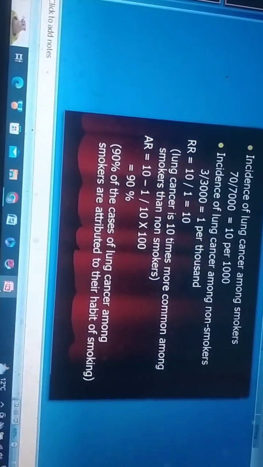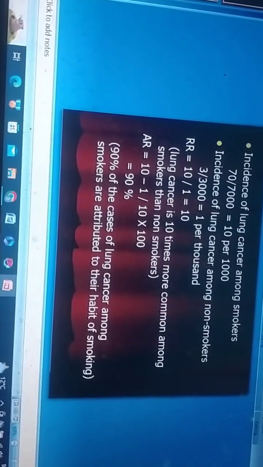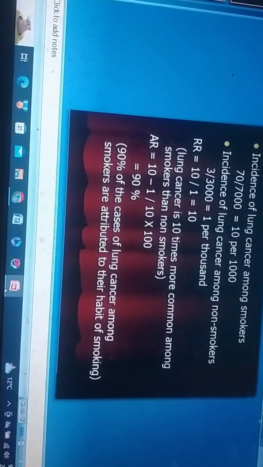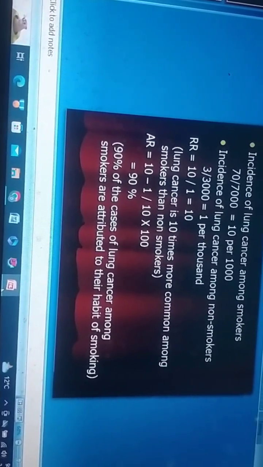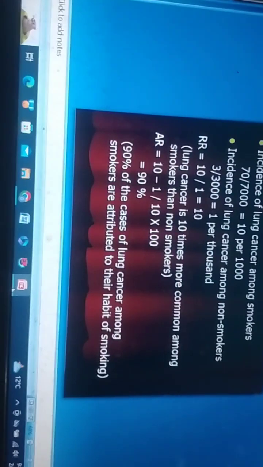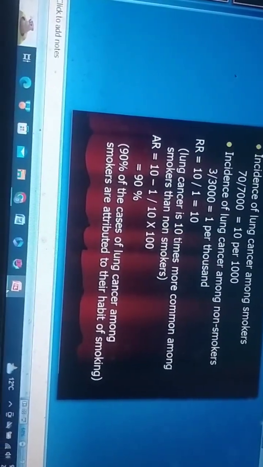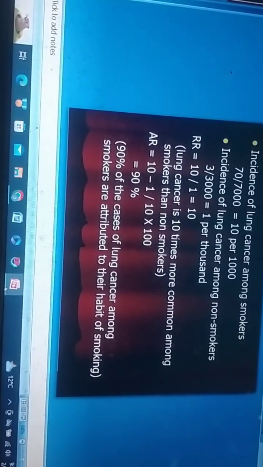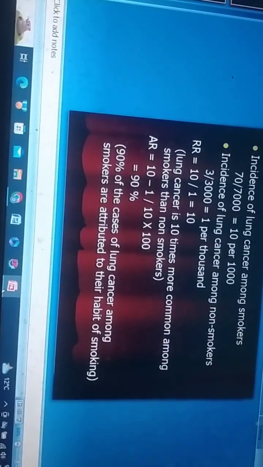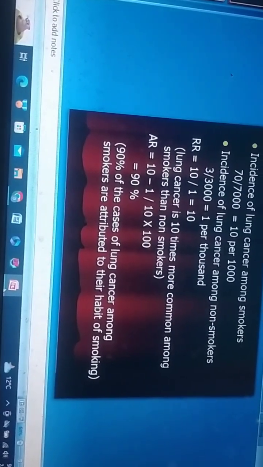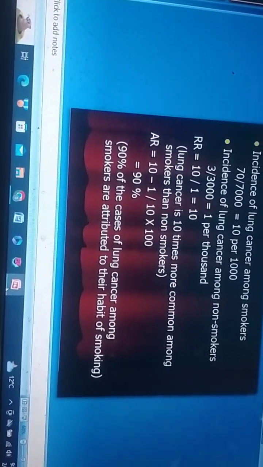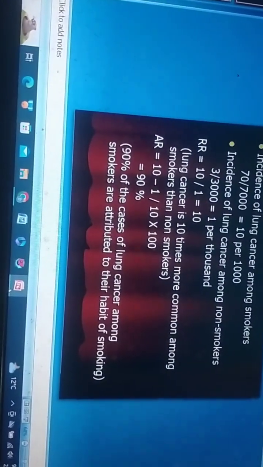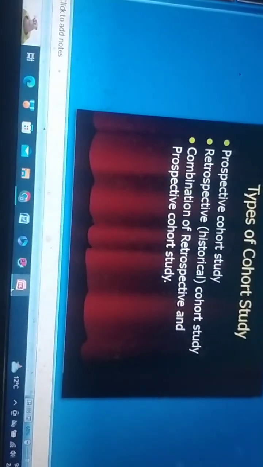Incidence of lung cancer among smokers: 70 over 7,000 is equal to 10 per 1,000. Incidence of lung cancer among non-smokers: 3 over 3,000 is equal to 1 per 1,000. RR is 10 over 1, equal to 10. Lung cancer is 10 times more common among smokers than non-smokers. AR is equal to 10 minus 1 over 10, multiplied by 100, is equal to 90%. 90% of the cases of lung cancer among smokers are attributed to their habit of smoking.